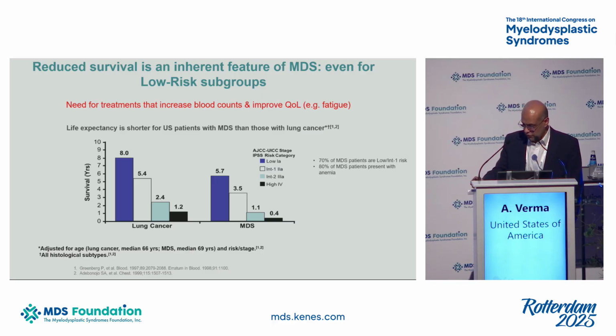Now, all of us know that anemia is the predominant clinical phenotype in MDS, and even in low-risk disease in MDS, where anemia is the main phenotype, as we all know, the survival is not so good. So if we can figure out ways to improve erythropoiesis, I think we'll do a huge service to our patients.